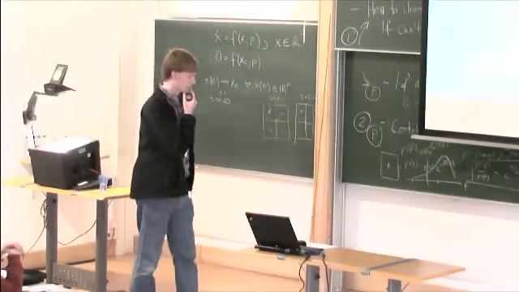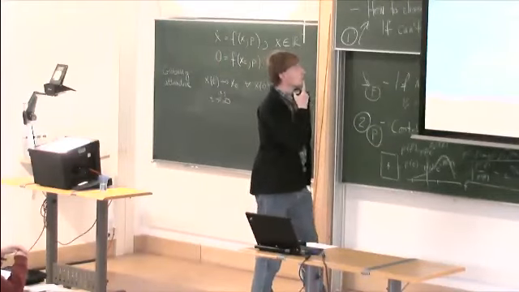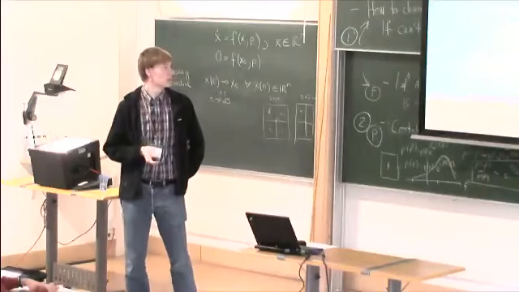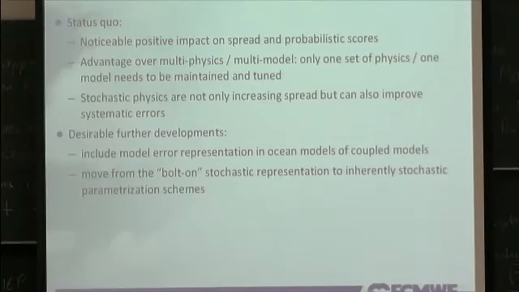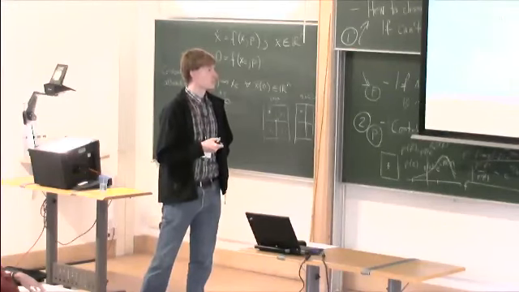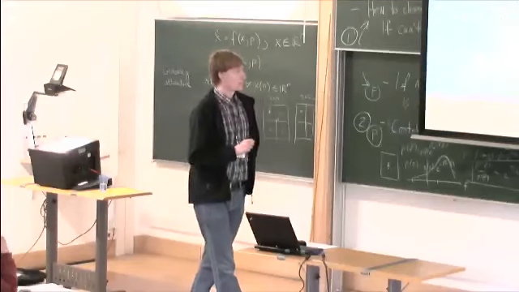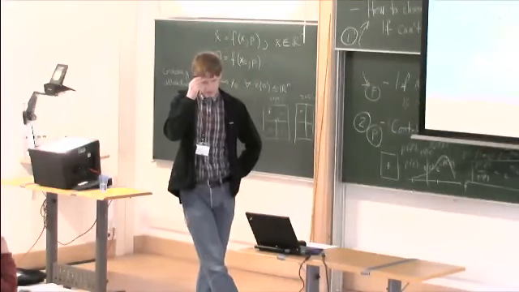Yeah, just to summarize where we are now: I've shown you there's a noticeable impact in probabilistic scores and in spreads, so you can see that the stochastic schemes are doing a good job. Then one advantage we have over the multiphysics approach is that we only have to maintain one model. And I think the Canadians, who used to do a multi-model ensemble, also went to stochastic parametrization simply to keep the maintenance work down. And then I also made the point that you also see an impact on systematic errors and not only on the spread.